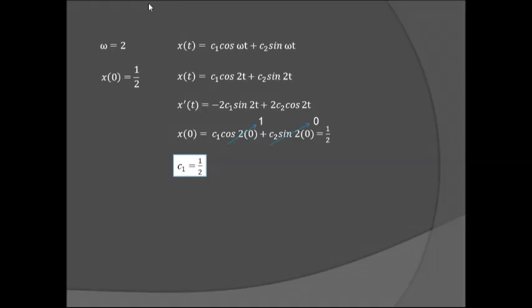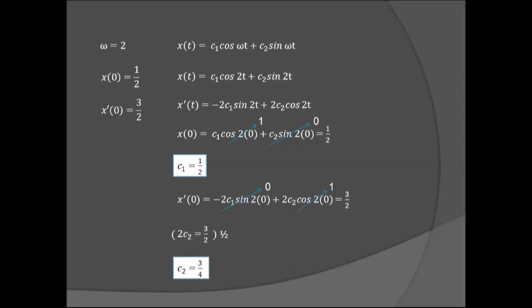To solve for c₂, we will use this equation, and it was mentioned from the previous slide that our initial velocity is equal to 3/2. So substituting, we get x'(0) = -2c₁ sin(2·0) + 2c₂ cos(2·0) = 3/2. Sin(2·0) is just equal to 0, and cos(2·0) is equal to 1, so we're left with 2c₂ is equal to 3/2. Multiply both sides by 1/2, and we get c₂ is equal to 3/4.